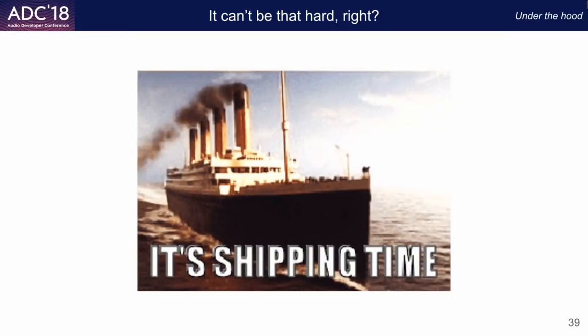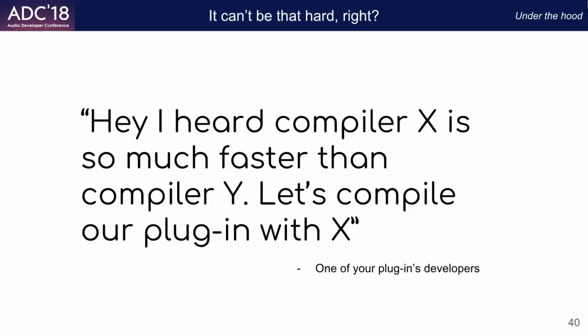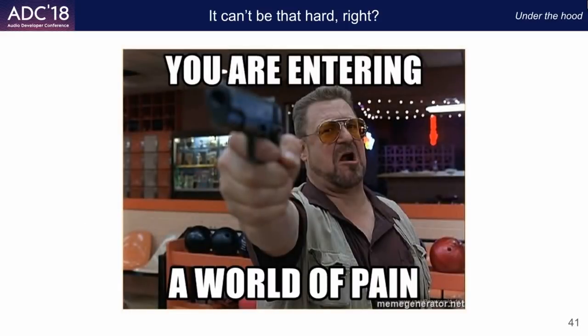So let's ship it again, right? We fixed all of that. Great. But then one of your plugin developers says, hey, I heard compiler X is so much faster than compiler Y, so let's build our plugin with compiler X because it's so much better. Let's say the Intel compiler versus, I don't know, Visual Studio. Well, now you're really entering a world of pain. This is really, really difficult to get right.